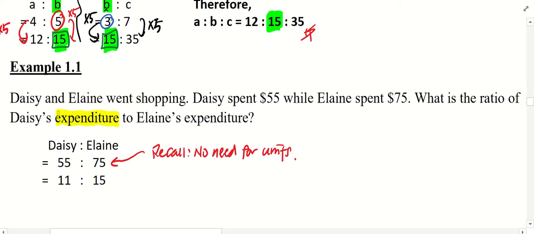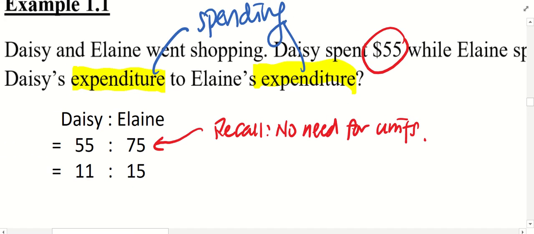In case you're not too sure what expenditure means, it also means spending. So the question asks, what is the ratio of Daisy's spending to Elaine's spending? Well, first thing, we know that Daisy spent $55, Elaine spent 75. So we can immediately go and write down the ratio. So I write down Daisy is to Elaine, 55 is to 75.